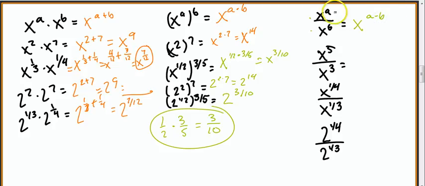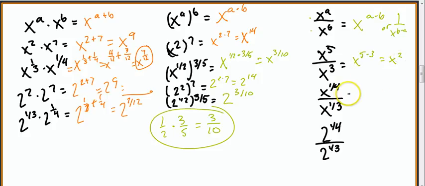Okay, so if you go top to bottom, that would be b minus a. Bottom to top would be a minus b, okay? Or 1 over x to the b minus a. So you can pick either one to do that, but either way, you're subtracting. So, when I do this, x to the 5th over x cubed, I have 5 x's up top, 3 x's on the bottom. That would be x to the 5 minus 3, which gives me x squared.